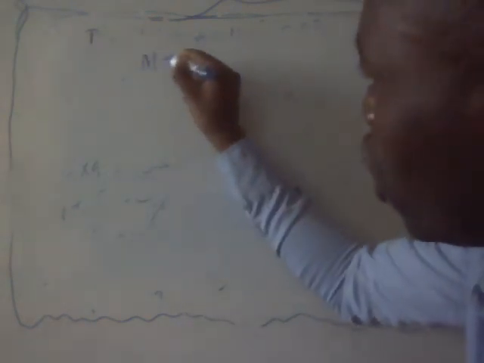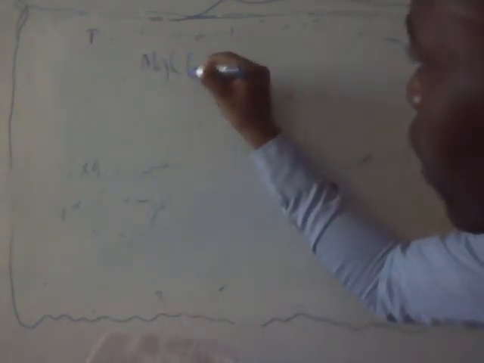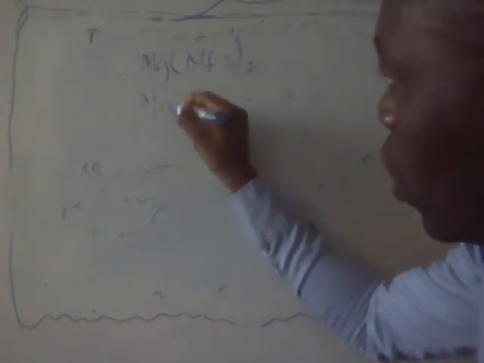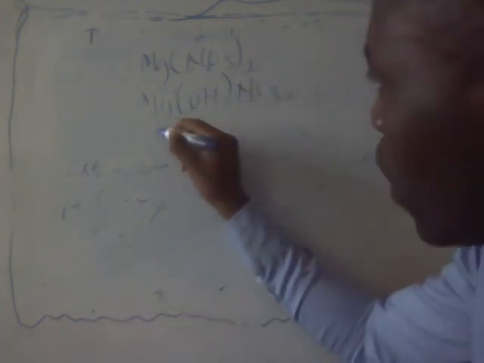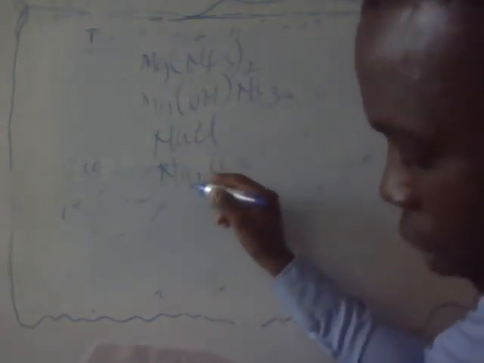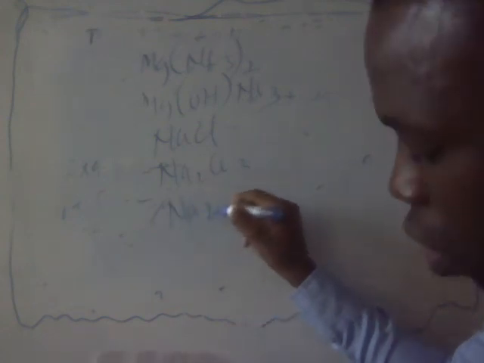We have Mg(NO3)2, option A. Option B, we have Mg(OH)NO3. Then we have option C, NaCl. Option D, Na2CO3. And option E, Na2SO4. Option A is Mg(NO3)2, magnesium trioxonitrate(V). That one is a normal salt.